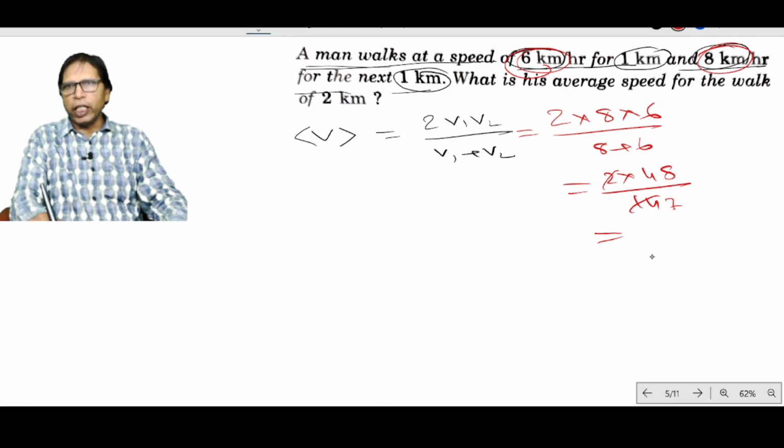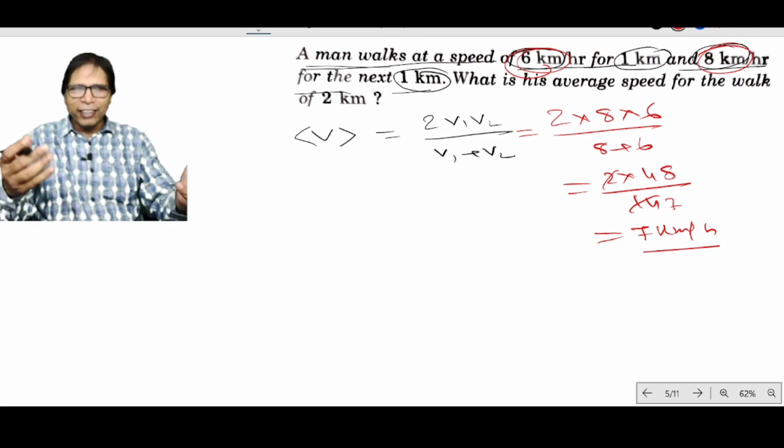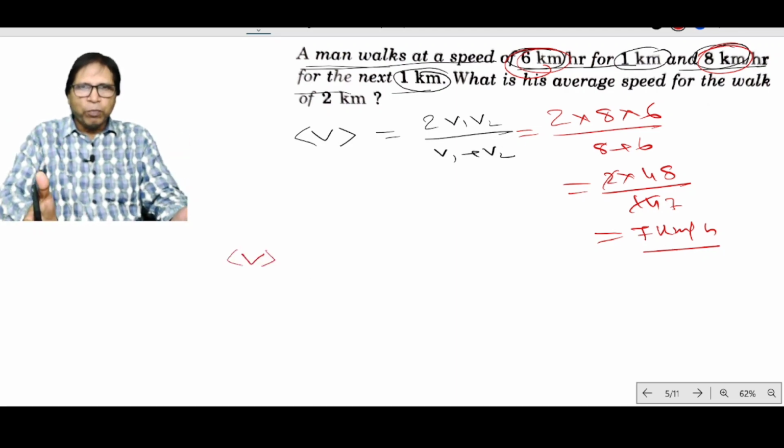So look at this, 48 by 7, almost 7 kilometer per hour. Okay, no problem. Next, now average speed for given time interval.